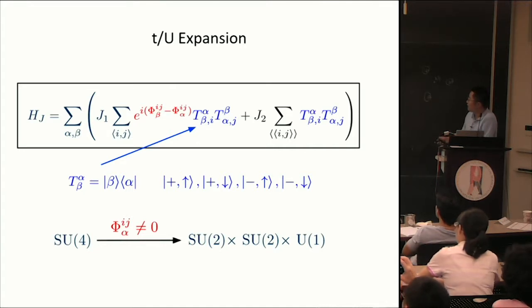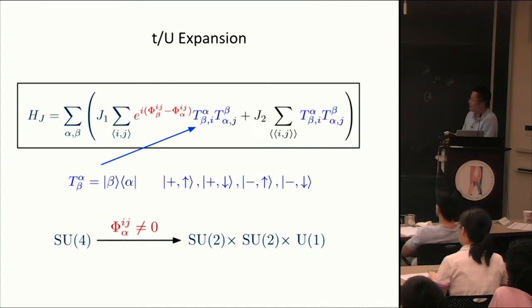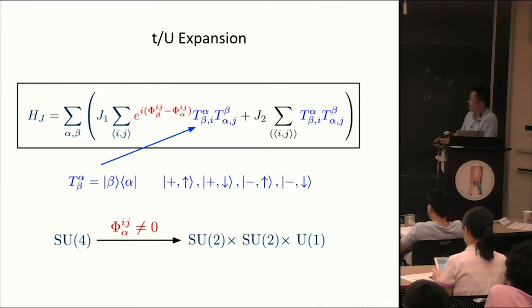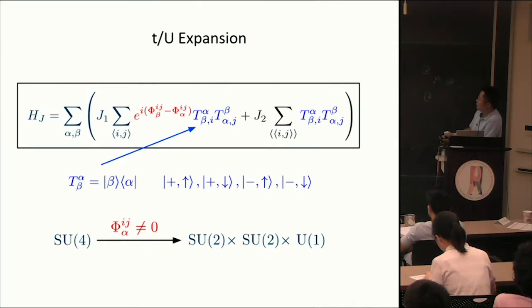Let me explain what it is. At every site, there are four possible states. The electron can be in valley plus or minus, and it can be spin up or spin down. So these four states are labeled by alpha or beta. And this T operator is just the exchange operator; it exchanges state alpha and beta. The nearest neighbor exchange interaction has a phase factor, and the second neighbor exchange interaction is real.